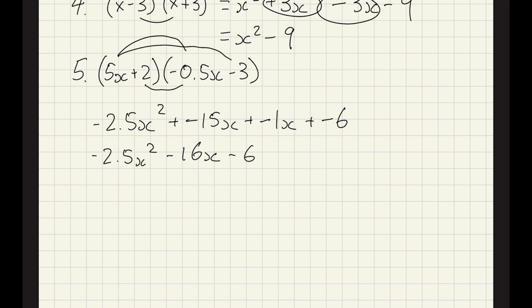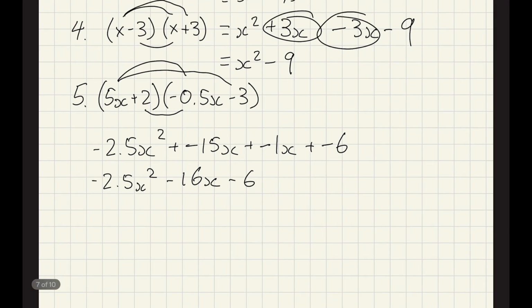It's the exact same concept for all 5, just slightly messier numbers. You guys have got to remember to distribute. That is the key to all of this.